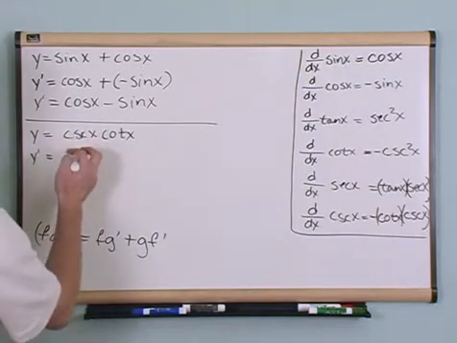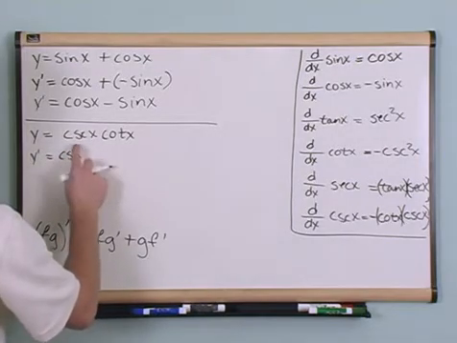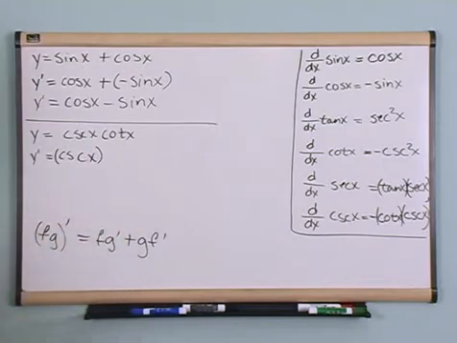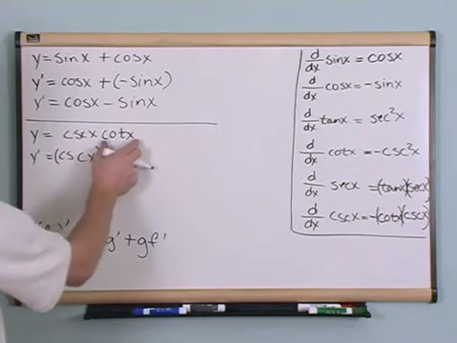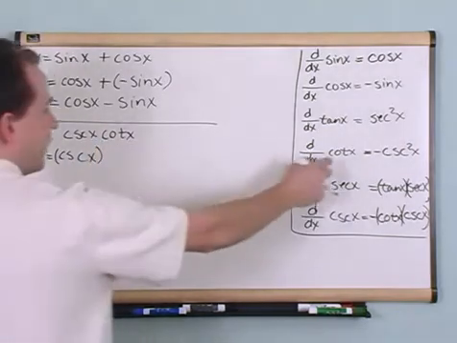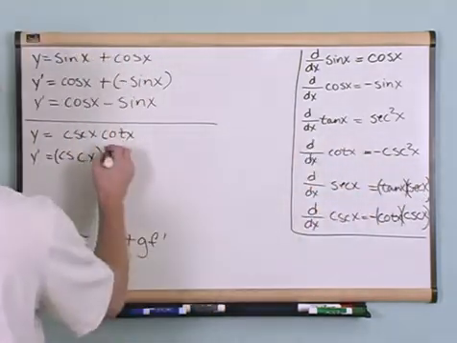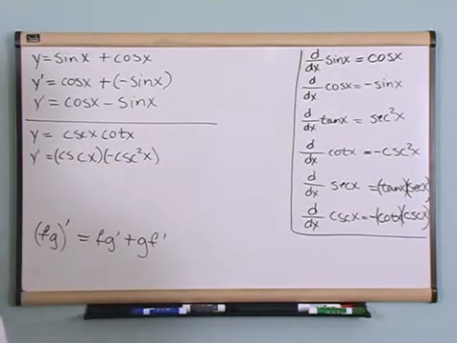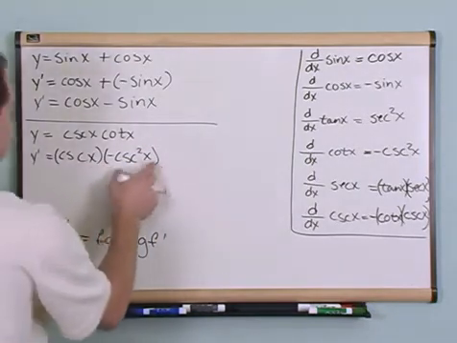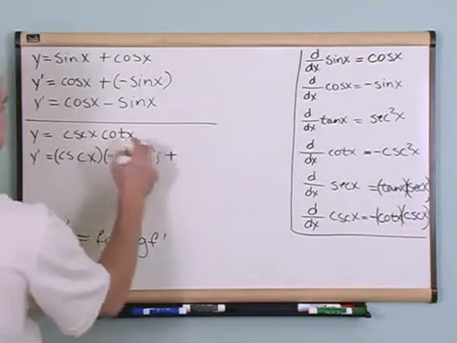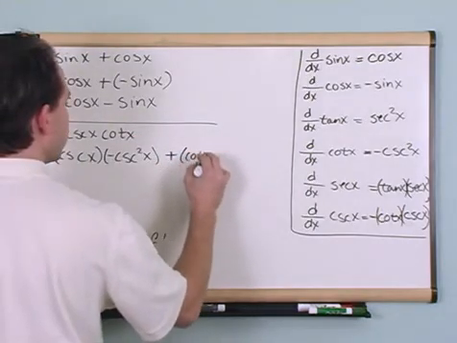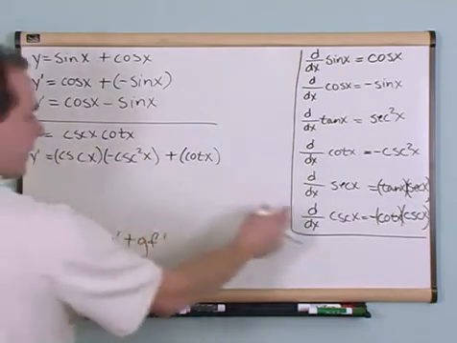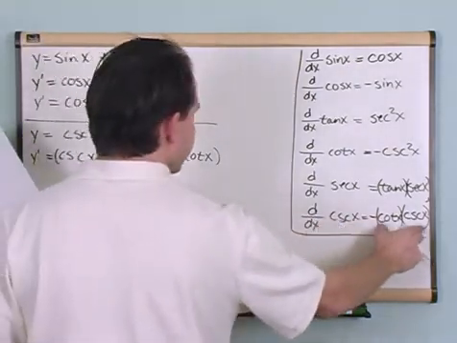The first thing is cosecant of x, so I just write it down again. No big deal. And I'm putting parentheses here to make sure I'm very clear what I'm doing. Times the derivative of the second. Derivative of cotangent I have written down right here as negative cosecant squared of x. First times the derivative of the second plus the second, which is cotangent, times the derivative of the first, which is derivative of cosecant. Derivative of cosecant is this stuff.